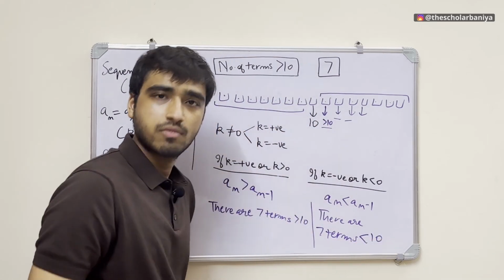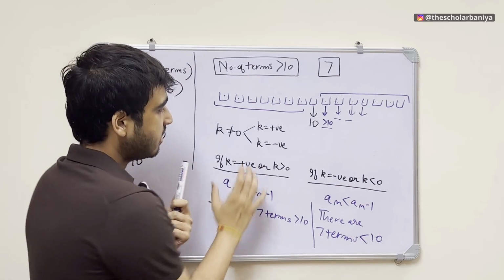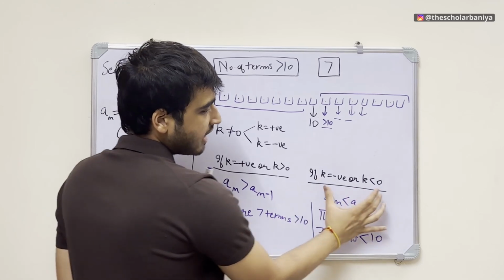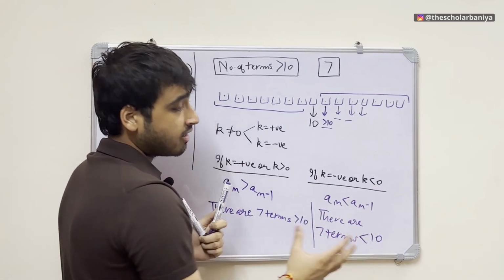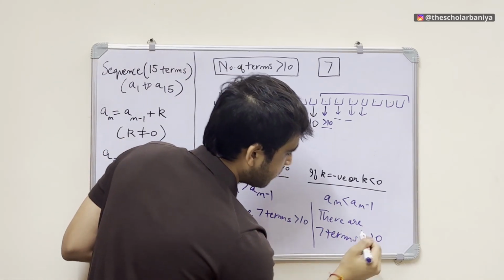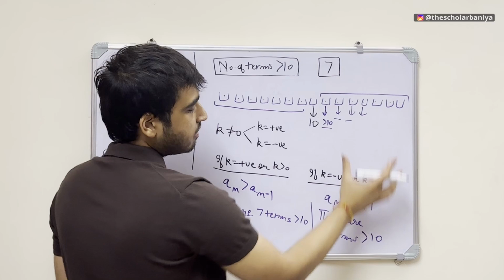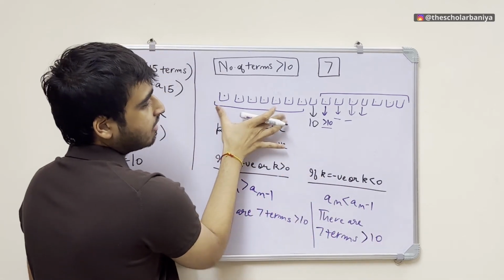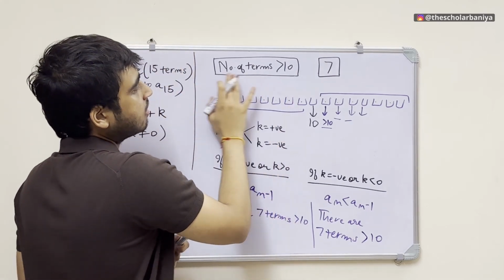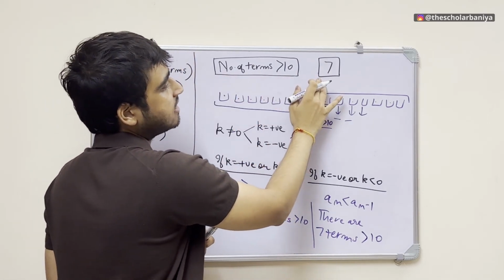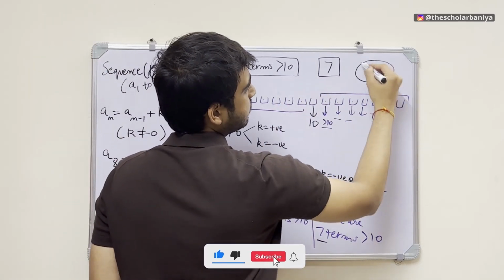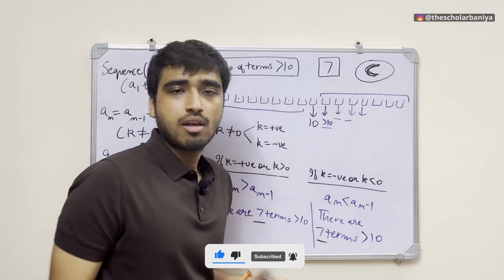So in either case, if k is positive, there are 7 terms greater than 10 on this side, and if k is negative, there are 7 terms greater than 10 on that side. So in either case, there are exactly 7 terms. We were asked to compare the number of terms greater than 10 and 7. Since 7 is the answer in both cases, the answer is C. I hope this is clear.